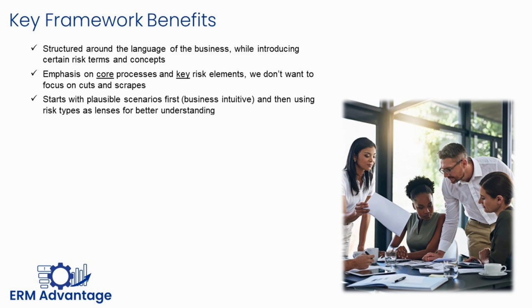We start with plausible scenarios first, which is intuitive to the business, and then we use the risk types as different lenses for better understanding. But by not trying to shoehorn a risk into a given risk type, we don't frustrate the business, and they're free to consider all types of risk for every kind of event scenario. Certainly, this has given us a much more complete understanding of likelihood and impact of events by virtue of the documentation we built and just the thought process we've used.